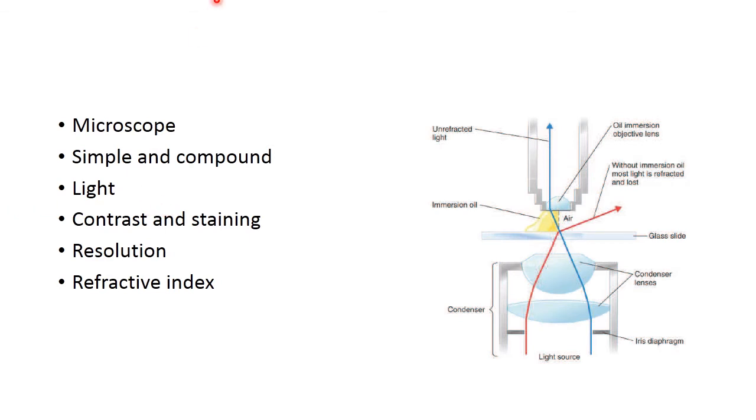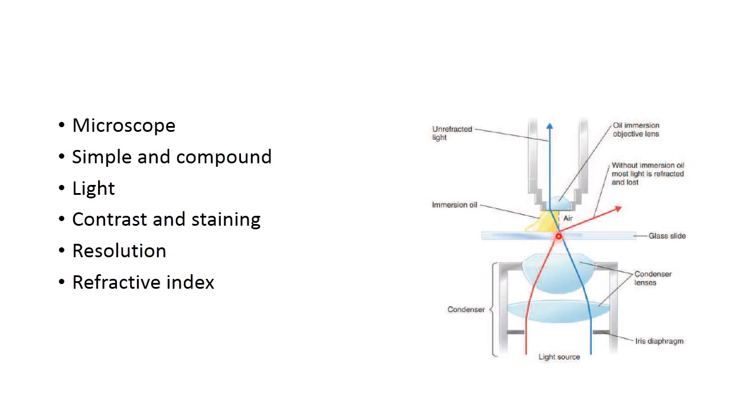Here you can see the construction of a typical light microscope. There is a source of light. Light moves from this source and passes through the specimen. The specimen is placed on a glass slide, and the cover slip which is used to cover the specimen is also made of glass.